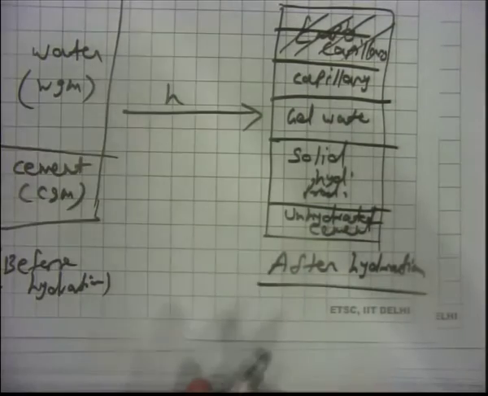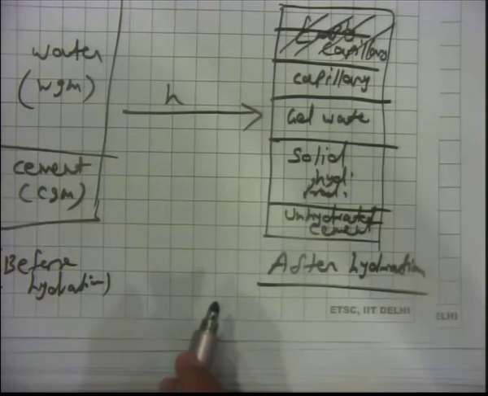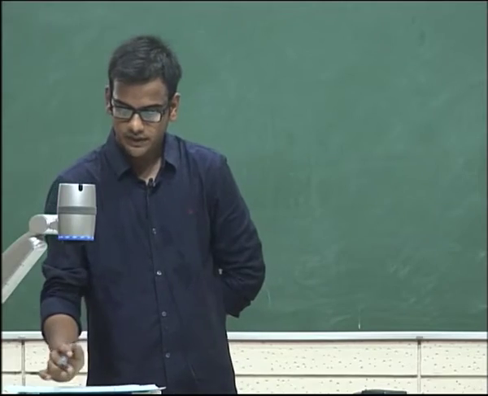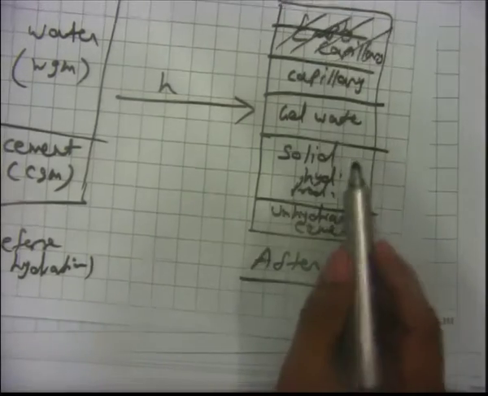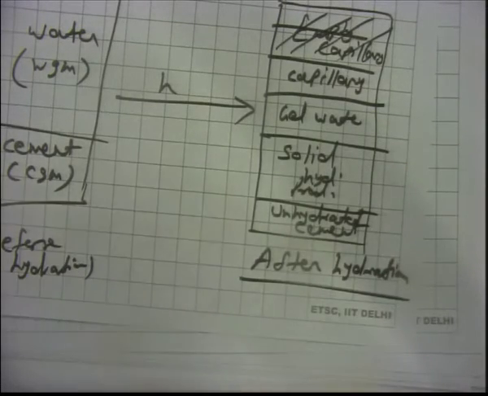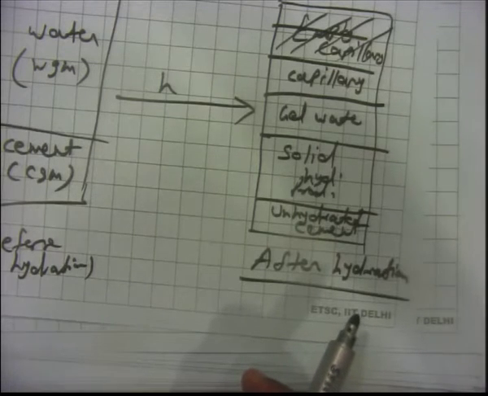Now to calculate different porosities, that is gel porosity, capillary porosity, and total porosity of cement paste, we should understand the volumes of these different phases. Before calculating the volumes of these phases, we should understand what is solid hydrated products, what is capillary water, what is gel water.